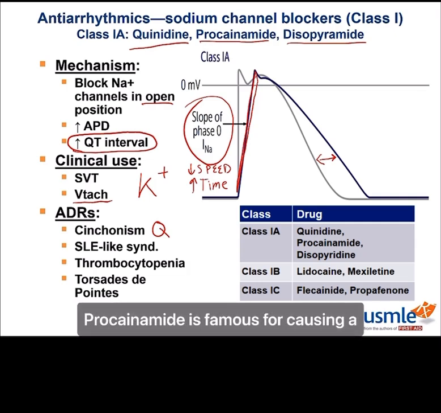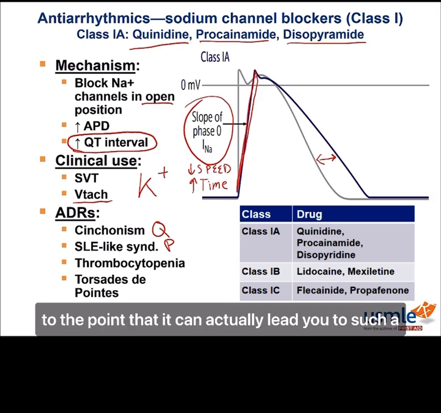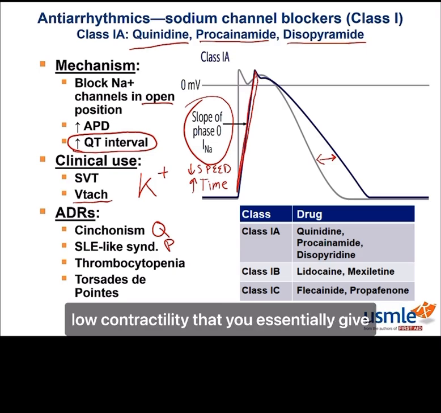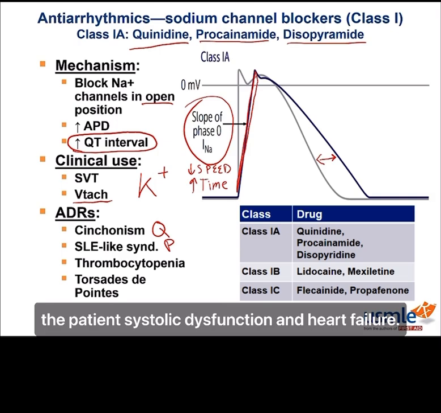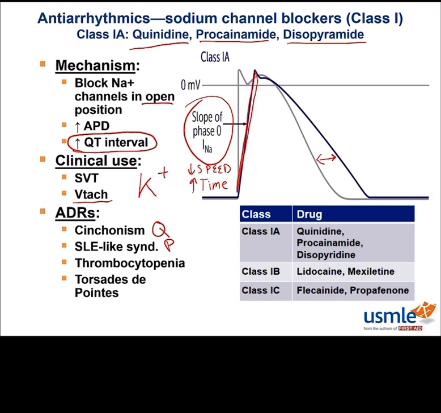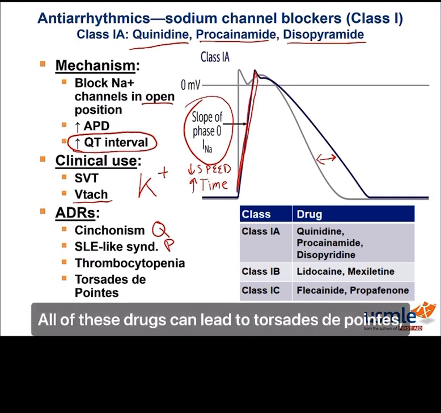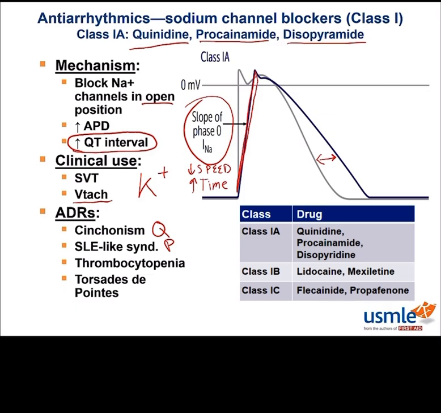Procainamide is famous for causing a systemic lupus erythematosus presentation. Disopyramide is the bad guy here. It has an incredibly potent effect on suppressing the fast sodium channels to the point that it can actually lead you to such a low contractility that you essentially give the patient systolic dysfunction and heart failure. All of these drugs can lead to torsades de pointes, or as you might say, torsades de pointes.